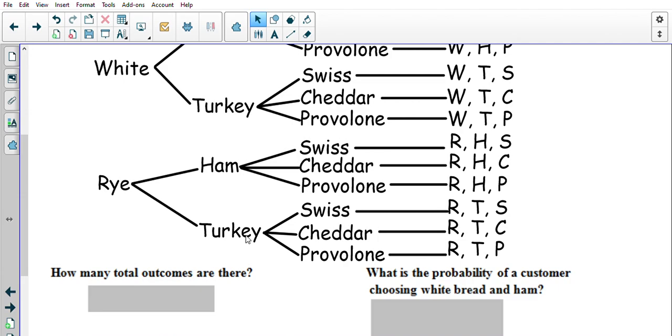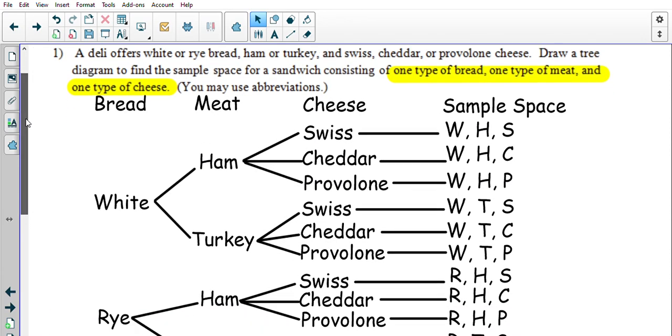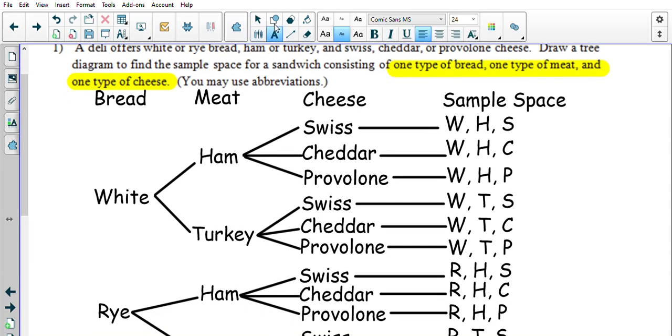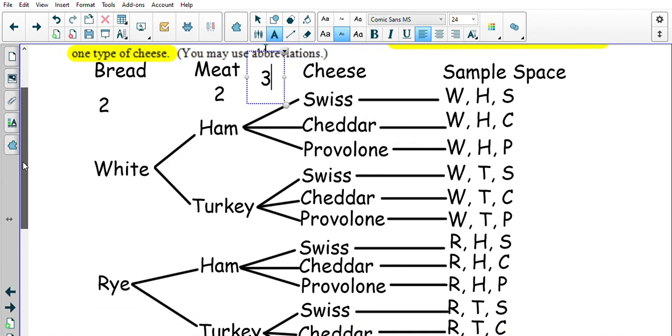Now the question is, how many total outcomes are there? Well, I add up how many I have in this final set of branches here, and I should have 12 total outcomes. I can also figure that out by saying, okay, for the bread, we had 2 possible choices. For the meat, we had 2 possible choices. And then for the cheese, we had 3 possible choices. 2 times 2 times 3 is going to get us 12 possible outcomes.